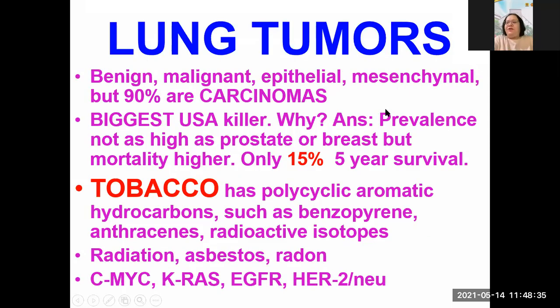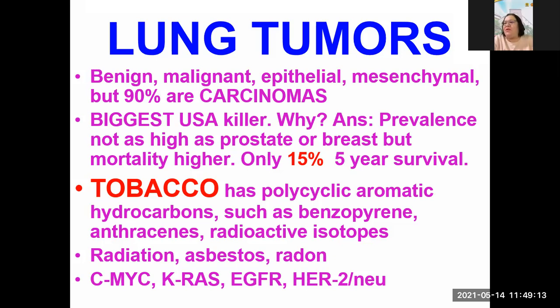Going now to lung tumors, there are benign, malignant, epithelial, mesenchymal lung tumors, but 90% are carcinomas. It means it's very deadly. This is the biggest killer in the United States. Its prevalence is not as high as prostate cancer or breast cancer, but the mortality is higher, and only 15% will survive in 5 years. So one of the main causes here is tobacco.